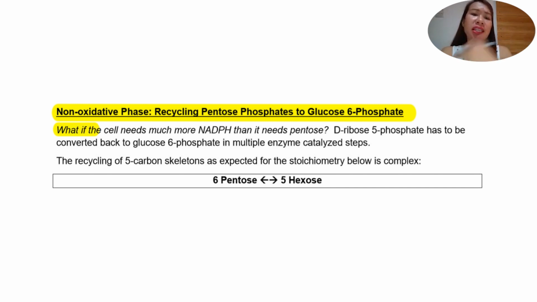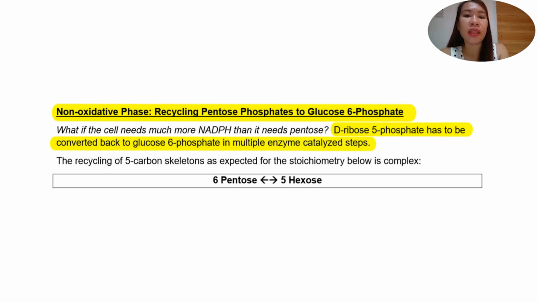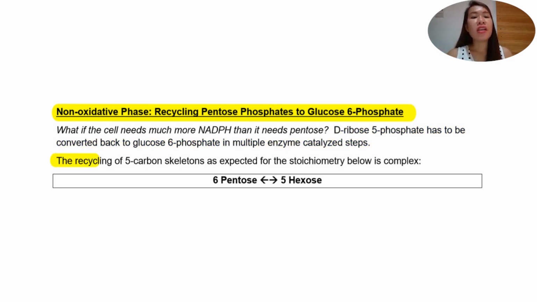So what if the cell needs NADPH more than pentose? In the non-oxidative phase, the D-ribose 5-phosphate can be converted back to glucose 6-phosphate in multiple enzyme-catalyzed steps. So what we're trying to say here is we can recycle the pentoses back to glucose 6-phosphate if there is a need for more NADPH than pentose. So the recycling of 5-carbon skeletons, as expected from the stoichiometry below, is an example.